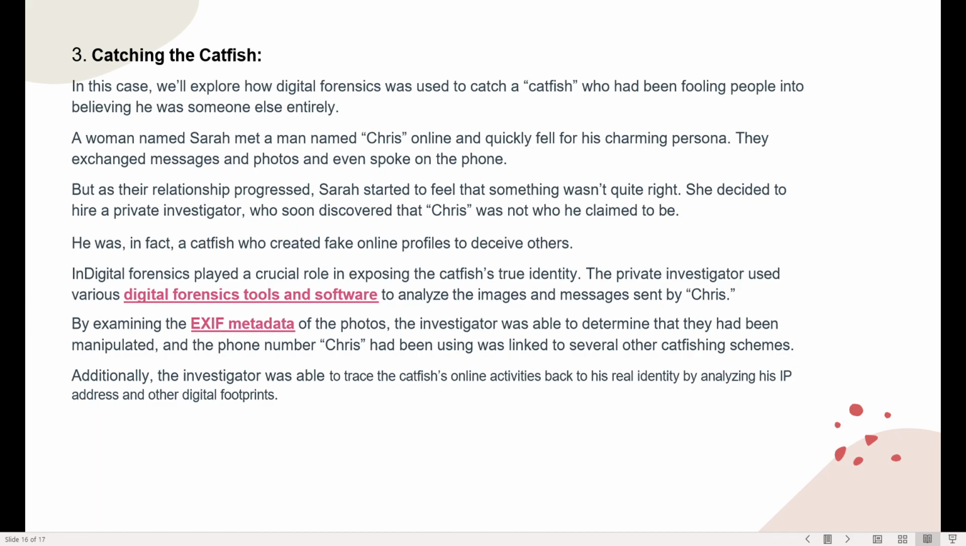There is also an example given. A woman named Sarah met a man, Chris, online and quickly fell for his charming persona. When they investigated him using digital forensics and software, they found out, by examining the EXIF metadata of the photos uploaded by Chris, that they were actually of some other person. After analyzing these photos, they were able to find out that it was a catfish. What I mean to say is that it was actually another person. It was not Chris at all.